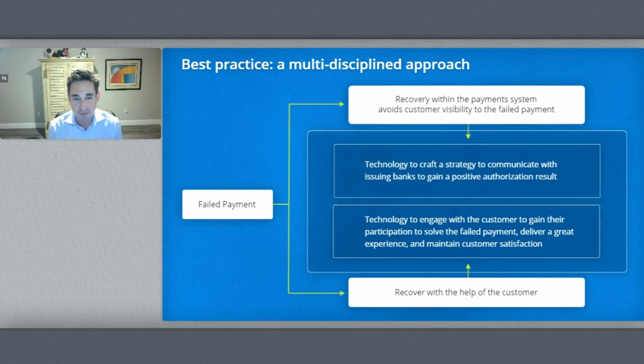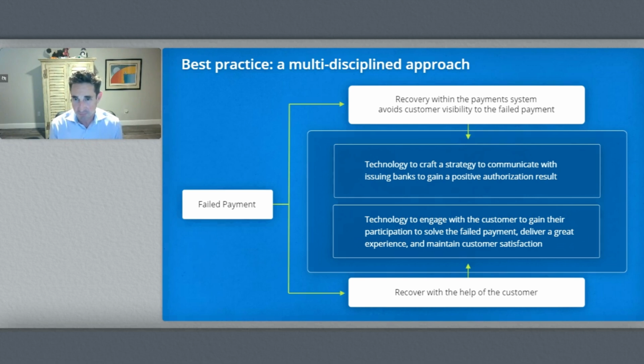And then on the other hand, when we do have to interact with the customer or a sustainer, having technology, having process, having communications paths that allow us to engage with the customer or sustainer, working to gain their active participation, helping solve the problem, but doing so in a way where we are delivering a great experience that's branded and positive, and working to maintain customer satisfaction throughout the process.